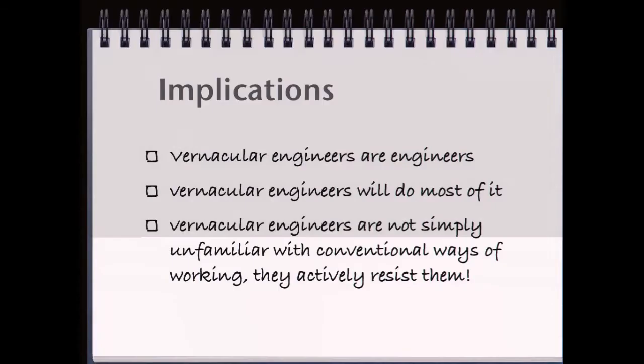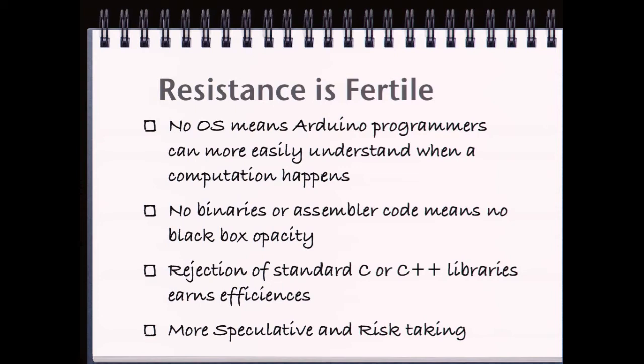Here's an interesting clue, which is annoying, but it's important to know. It's not just that they're unfamiliar or don't have time or the training to understand our conventional ways of doing things. They actively resist them, because their application domains demand it. So they typically don't want to hear about operating systems. Why? Because they want to be able to reason simply about when computations happen.